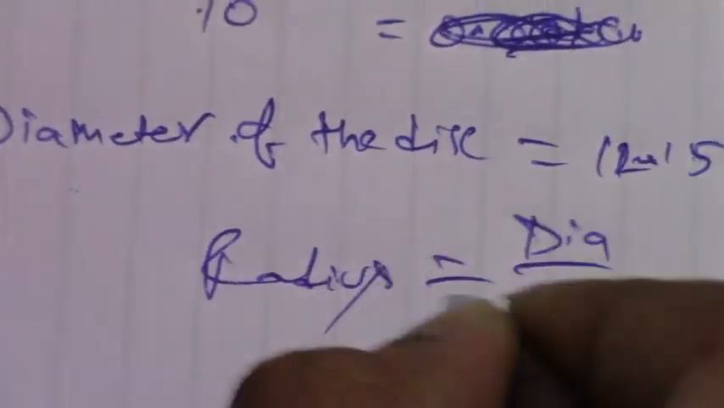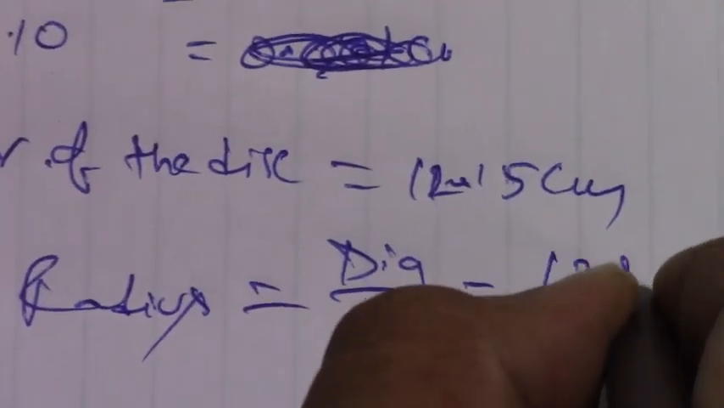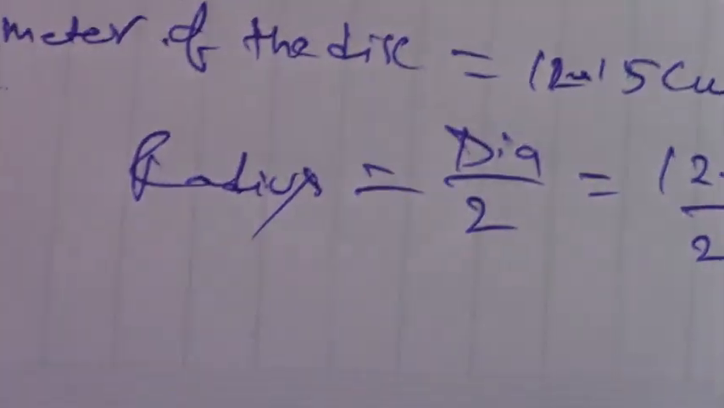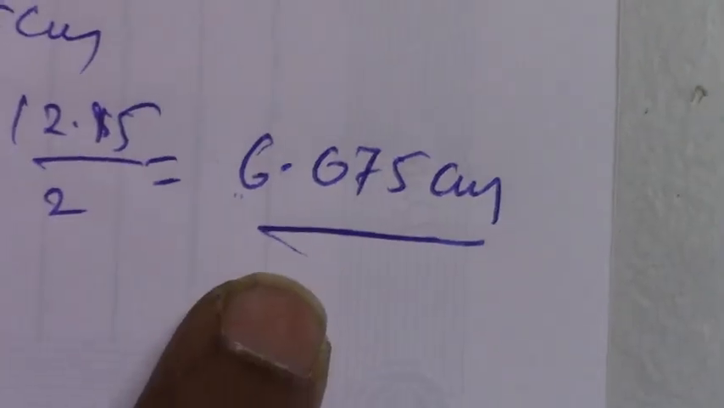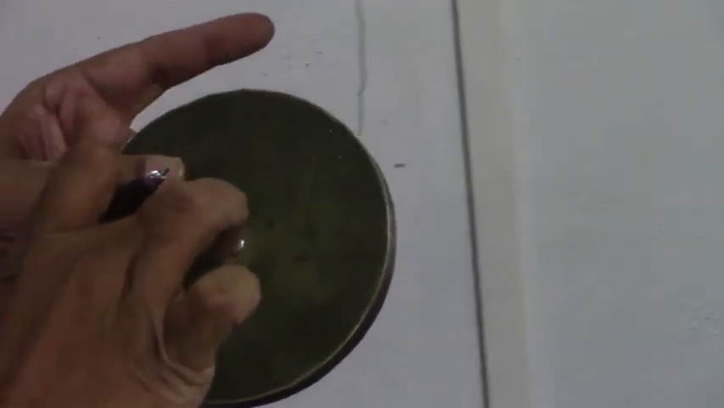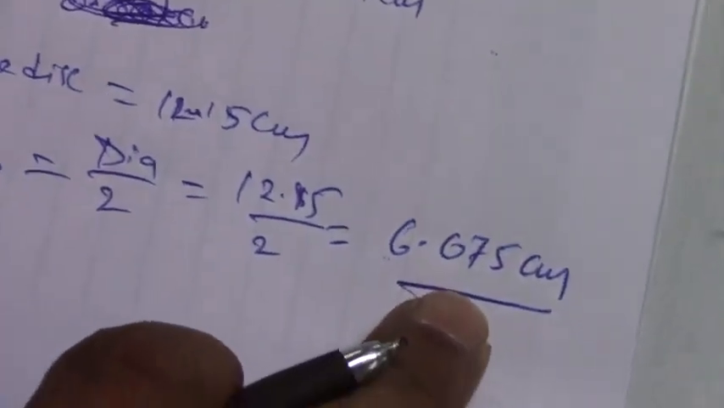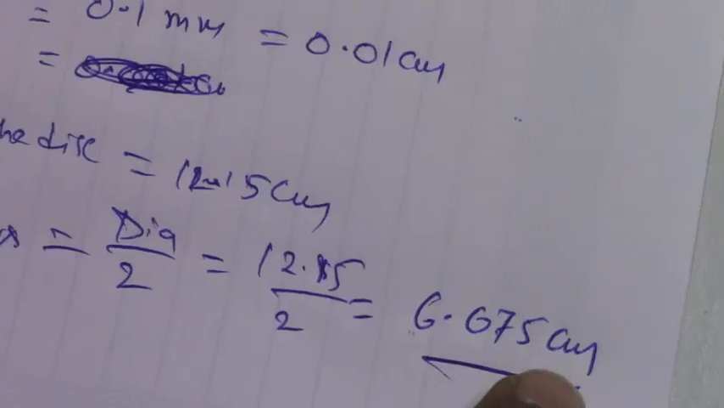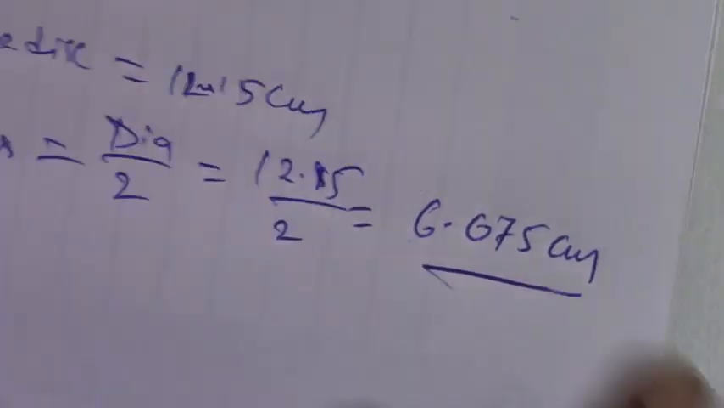So diameter by 2 will give what, students? Radius. Okay, so here 12.15 divided by 2 is equal to 6.075 centimeters. This is the radius of the disc. This is the diameter. Okay, diameter by 2 is called what? Radius. So here 12.15 centimeters is nothing but the diameter of the disc. By 2 will give what? Radius. So we determined the radius of the disc as 6.075 centimeters in this experiment.